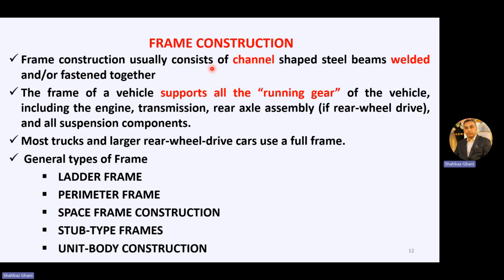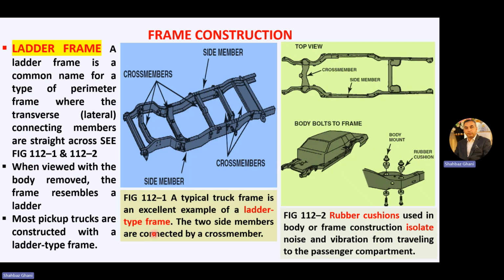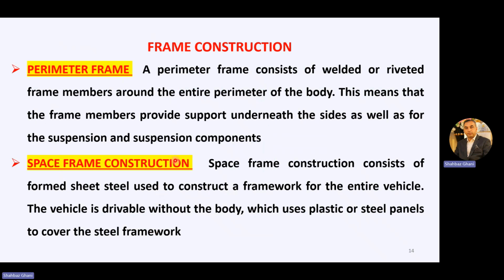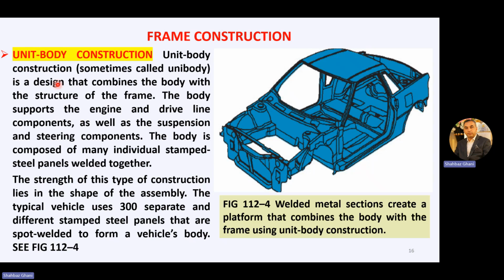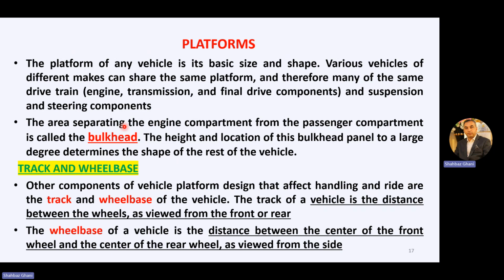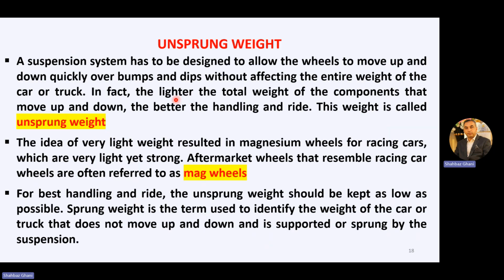Then we have talked about the frame construction or the chassis. The five types are the ladder, perimeter, space frame, subframe, and unit body construction. Then we have talked about the ladder frame, perimeter frame, space frame construction, subframes, and unit body construction. And then we talked about the bulkhead and the platform, the chassis of the system, then the track and the base. We have covered these terminologies. What is track and what is wheelbase? Then we have talked about the unsprung weight in our first chapter.